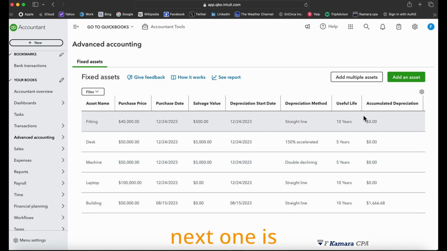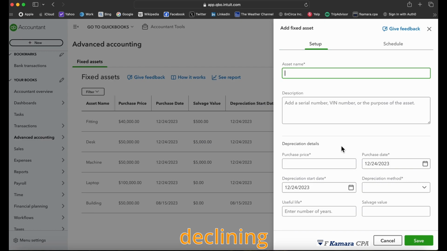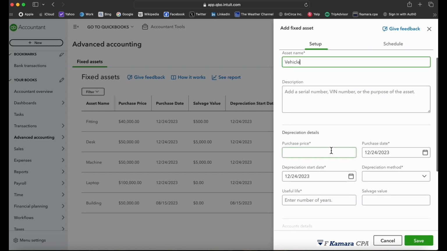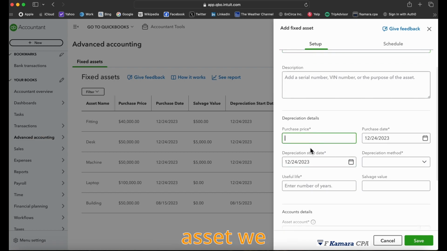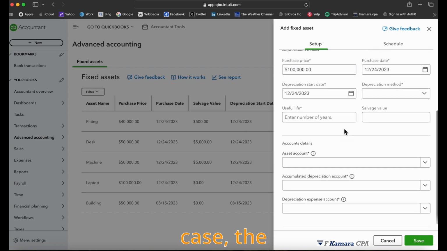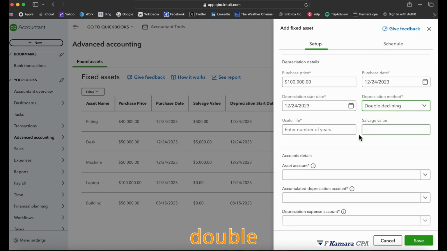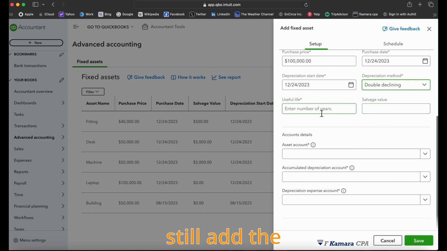So now the next one is the double declining method. Let's say the asset here is a vehicle. So this is the vehicle. Then we can add the serial number or the VIN number, or we can include the purpose of the asset. Let's say we bought this asset for 100,000. In this case, the depreciation method is double declining, and we can still enter the number of years. Let's say this is a vehicle, we can just say 7 years.